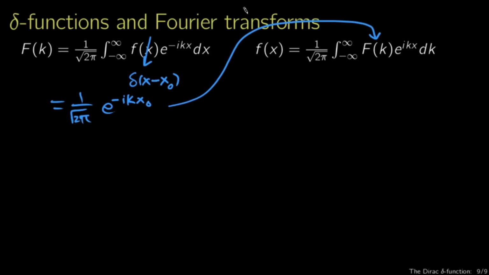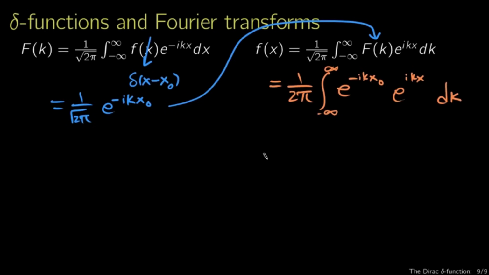So let's go ahead and do that. Let's substitute that in. What we're going to get is 1 over square root of 2 pi out front, times another 1 over square root of 2 pi from our capital F of k. So we're just going to have a 1 over 2 pi overall. And we have an integral from minus infinity to infinity of our capital F of k over here, e to the minus i k x naught, times e to the i k x. And we're integrating now dk.